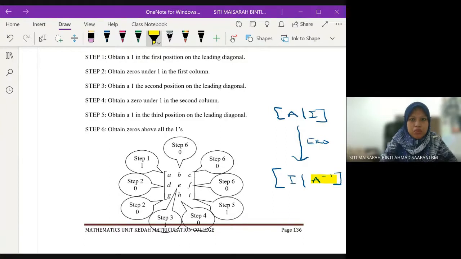Dan maksudnya kat sini awak kena ubah daripada A sehingga bertukar jadi 100010001. So kat sini step yang kita guna, step 1 kita ubah dulu. We obtain 1 in the first position on the leading diagonal. And then obtain 0 under 1 in the first column. And then obtain 1 in the second position on the leading diagonal. Step 4 is obtain a 0 under 1 in the second column. Obtain 1 in the third position on the leading diagonal. And obtain zeros above all the ones. So nanti kita tengok example dia macam mana kita punya proses nak tukar until we get I A inverse ya.